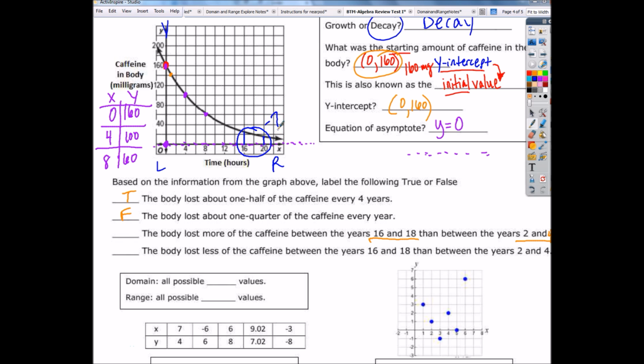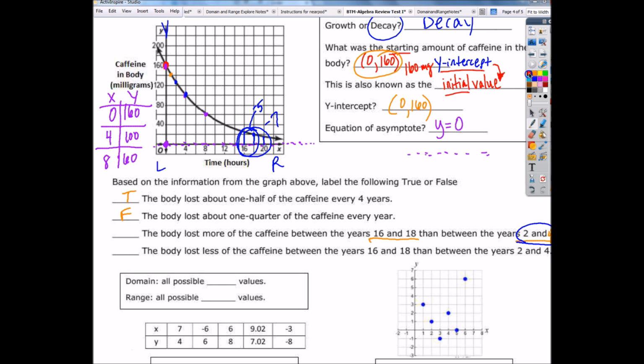But if I go to years 2 and 4, here's 2. Okay, there's 2, here's 4. Oh, was I supposed to do 16, 18? I'm so sorry, folks. Let's go to 16 and 18 right here. So if I do 25 and 20, I'm actually losing about 5 only. Okay, so still close to 20, 18. So I should have gone right here.